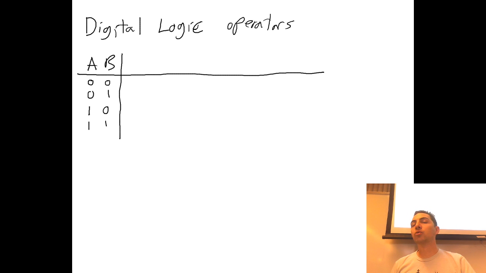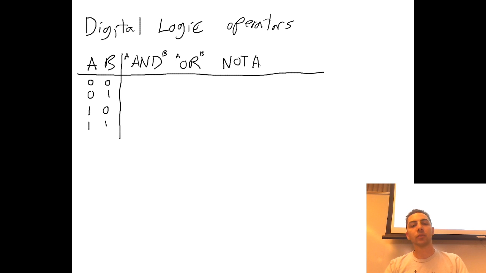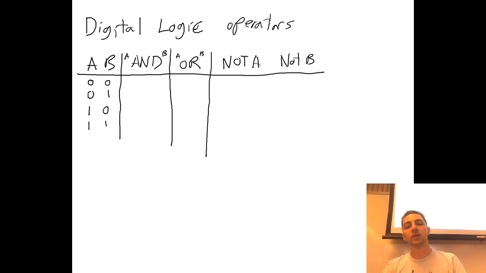And then we went through three operators: the AND operator, the OR operator, and the NOT operator. Now, AND is really A ANDed with B, OR is A or B. NOT is a unary operator, meaning it only takes one argument. So in this case, I'll say NOT A. We can also look at NOT B, but it's the same operator. Okay.